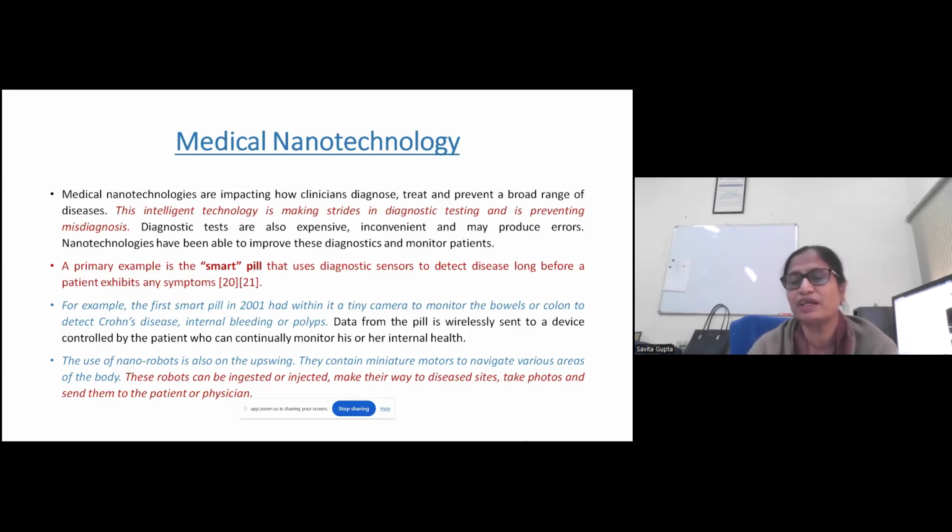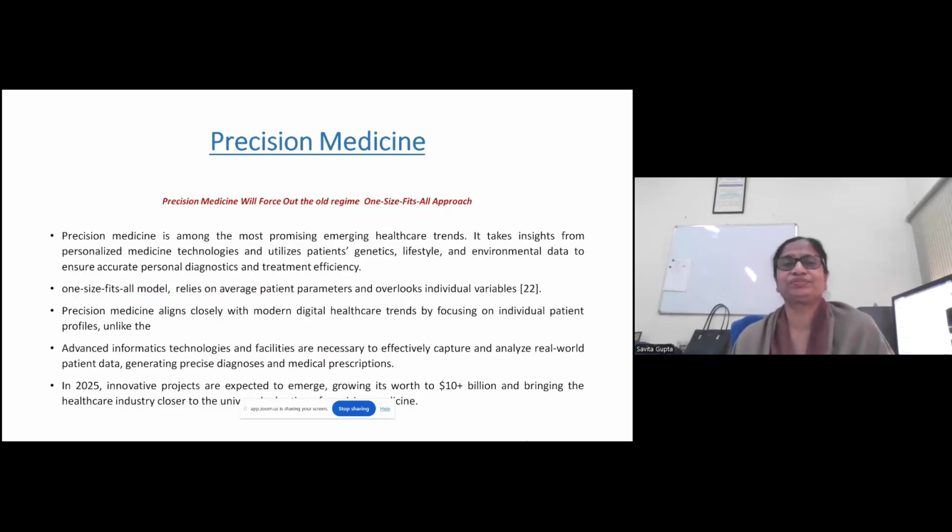Until now we had only heard of pacemakers or small implants which can be injected in the arteries. Now nano robots can be injected in the arteries. They can penetrate to the disease sites, take photos and send them to the patient or physician for taking corrective action well in time. That is the height of the technology which is changing how health providers practice these days. Precision medicine, although it is in its infancy, will be the technology of the future.